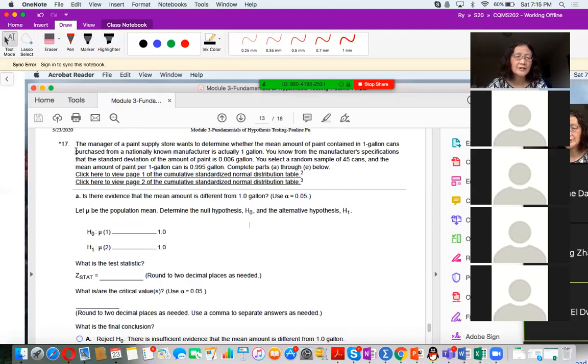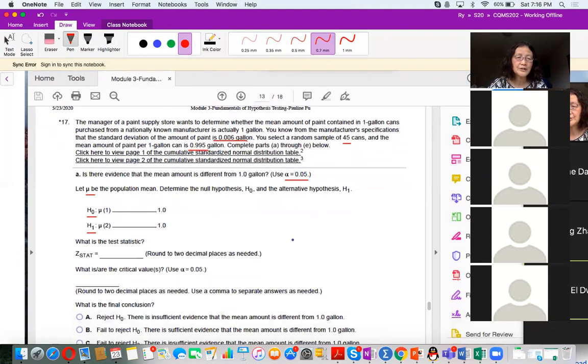So let's read over the question. The manager of a paint supply store wants to determine whether the mean amount of paint contained in 1 gallon cans purchased from a nationally known manufacturer is actually 1 gallon. You know the manufacturer specification that the standard deviation of the amount is given, so this is the population standard deviation. You select a random sample of 45 cans and the mean amount of paint per gallon is given. Complete the parts below. Click here for the normal distribution table, okay. So let's go over the part. Is there evidence that the mean amount is different from one? Use a 0.05 level of significance and let mu be the population mean.